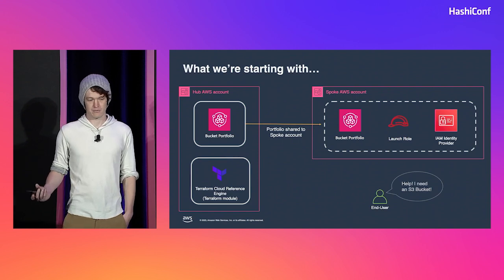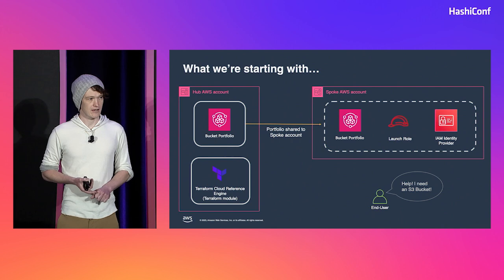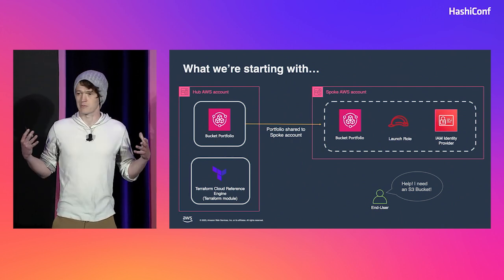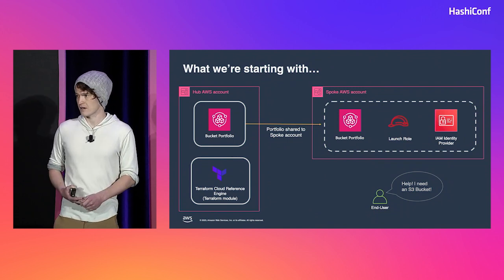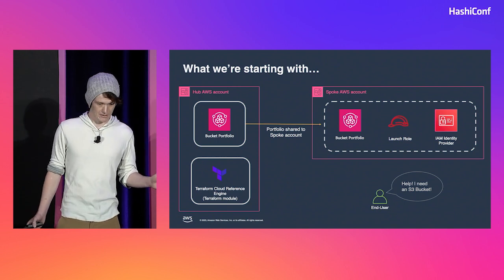Before we jump into a demo and a deep dive, I just want to quickly set the stage, I guess, for what we've done leading up to this demo. What we've got here, just starting off, is 2 AWS accounts. We have a hub AWS account, and this is the account where the Terraform Cloud reference engine has been provisioned. It also has in it a portfolio that's going to have one single product. That one product is just an S3 bucket, nothing too crazy.